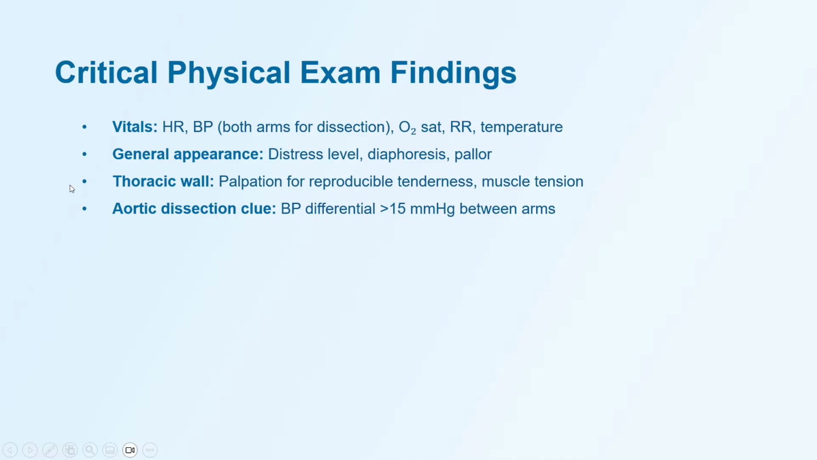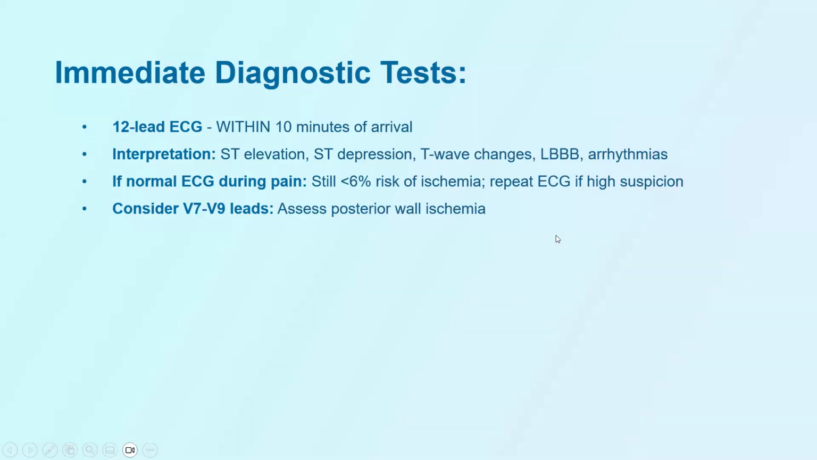Look at the general appearance of the patient. Patients with cardiac chest pain are usually in distress. You can look at their face and see that they look pale, they're sweaty, and they look in acute distress. Look at or palpate the chest wall. See if they have any muscle spasms or tension, or any points where pain is reproducible on palpation. For aortic dissection, remember BP in both arms is different in most cases. If it is different, we are going to be thinking of aortic dissection versus other causes of chest pain.